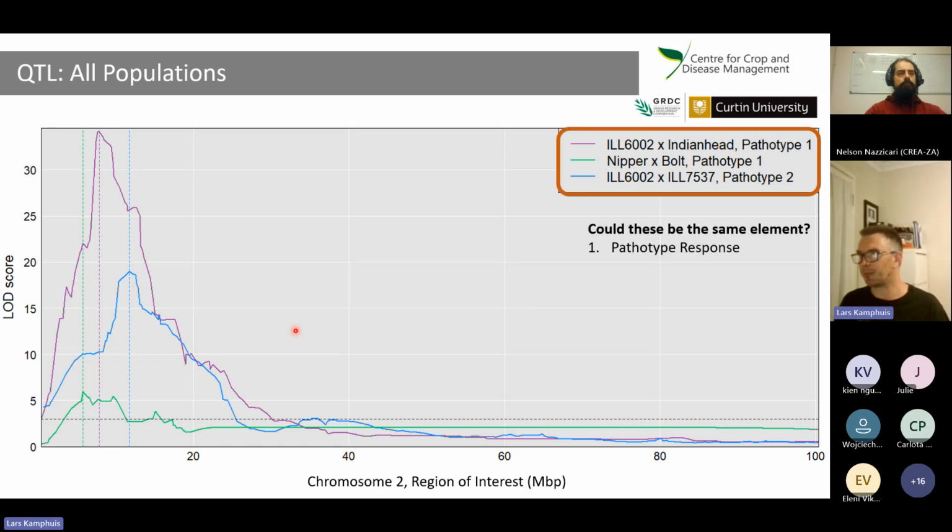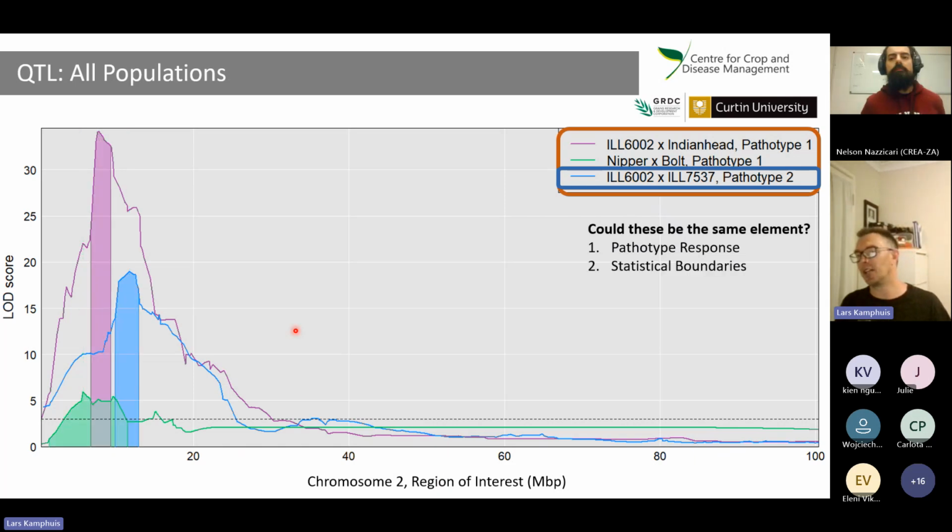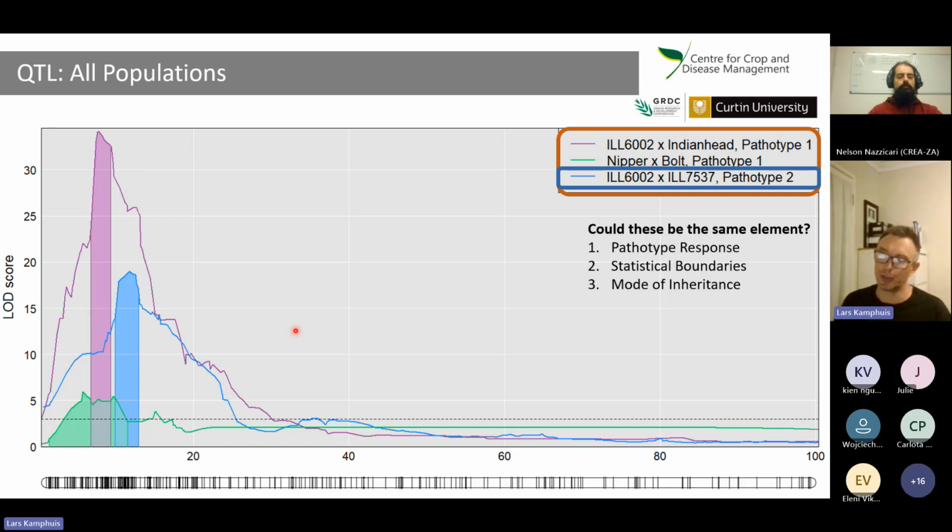And that's mainly because we've got different pathotype responses, right? So we've got the ILL-75-37 that's resistant to both pathotypes 1 and 2, and then you've got the pathotype 1 resistance from Indian head and bolt that are there as well. They also have different statistical boundaries, as indicated here by the highlighted colors that are non-overlapping in the case of the Indian head and the 75-37 resistance, and the mode of inheritance is different, where the one in 75-37 is dominant, and for some of the others, that's not the case.